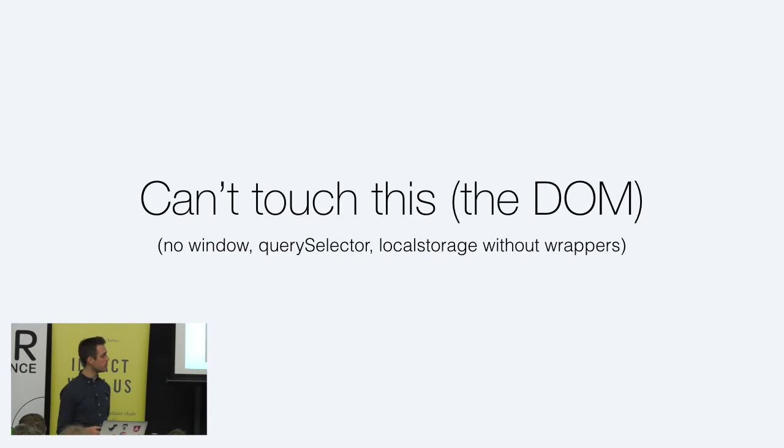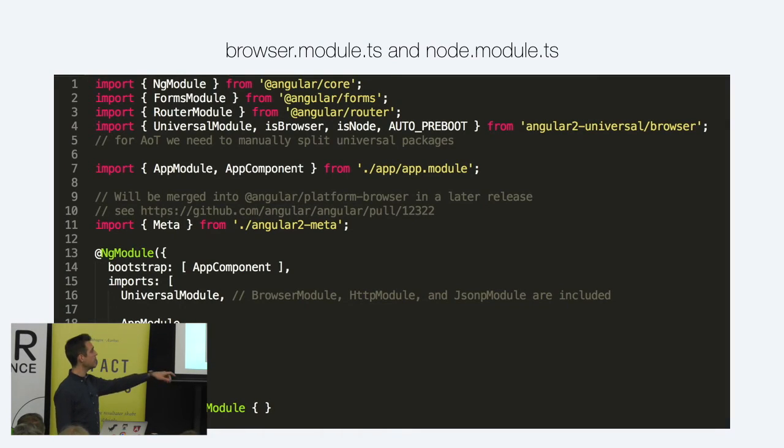So just to show you the code for what I just said. I made a main module, and this is the browser module and the node module files. And they more or less just import the universal module that does all the overriding and then imports your app module. The rest of it is more or less wrapping around stuff that we don't have to worry about.